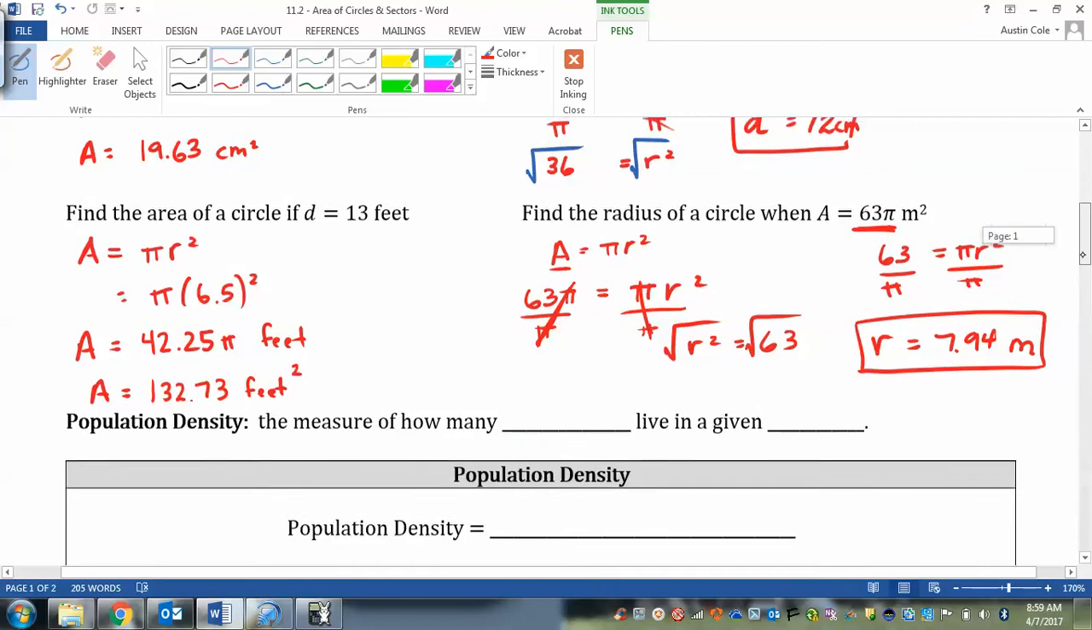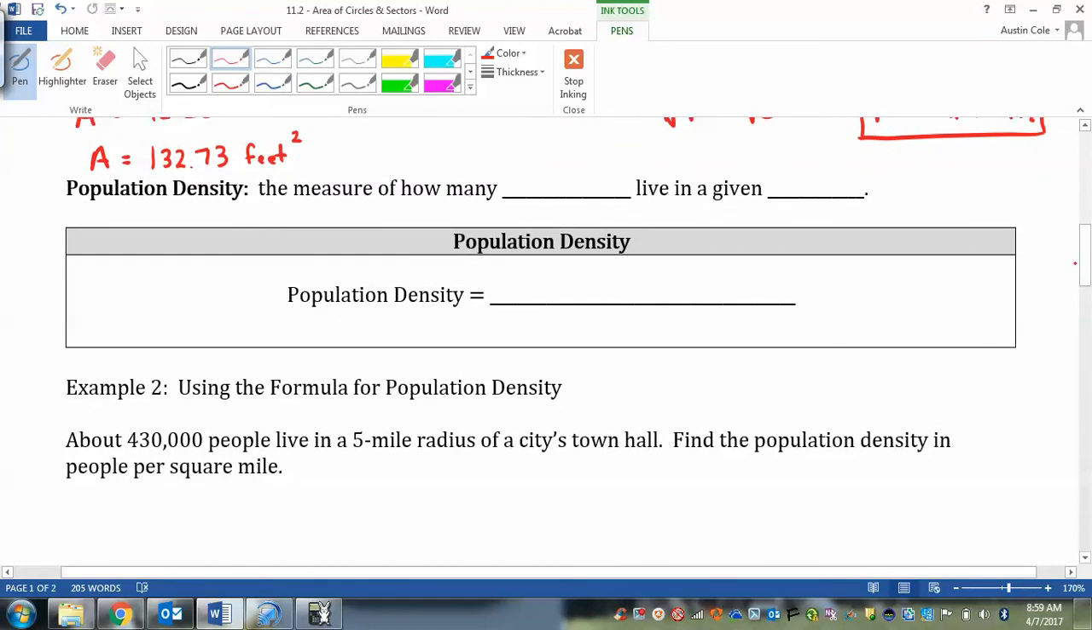Next part of this is called population density. Population density is just the measure of how many people live in a given area. This doesn't necessarily have to deal with circles, but a lot of times they draw maybe a circle around, let's just say Chicago. If I want to find the population density of Chicago, more than likely we would use a circle to encompass that area.